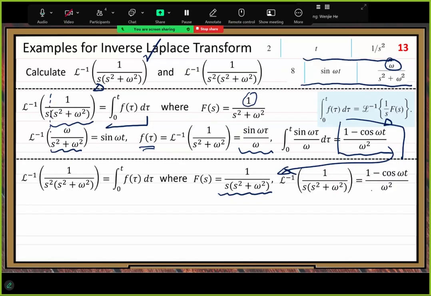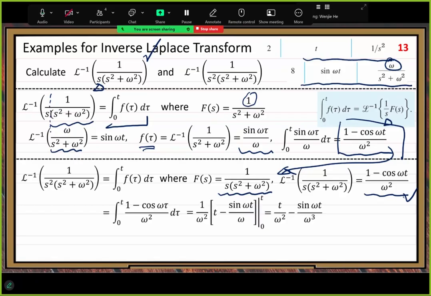So from our previous result, we then take the integral of this little f. So this one equals the integral. This integral is easy to calculate, right? All right. So you get the answer.